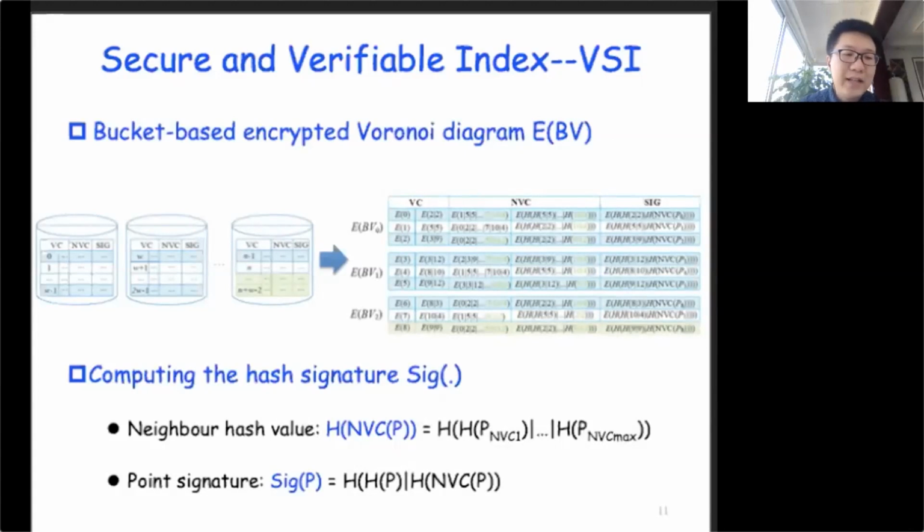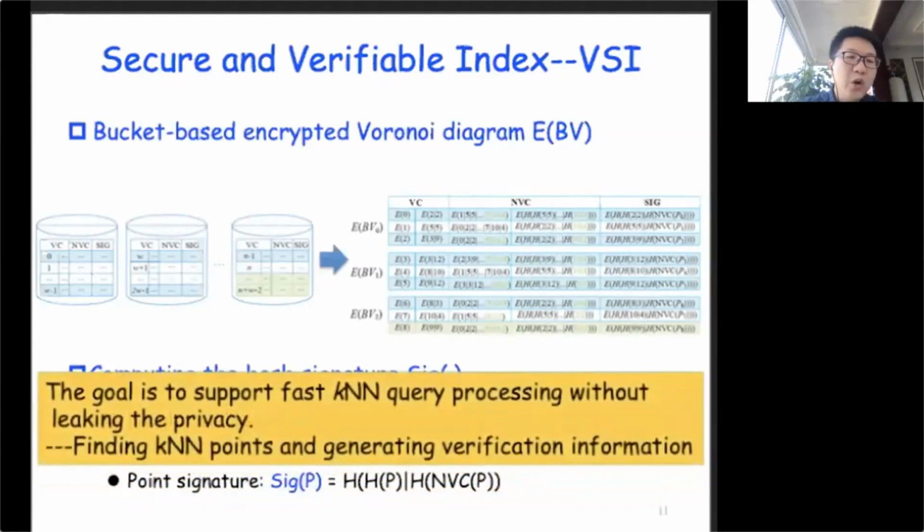Moreover, the neighbor's hash value and the signature can be computed as follows. And the goal is to support fast k-nearest neighbor query processing without leaking the privacy. That is, finding the k-nearest neighbor points and guaranteeing verification information.